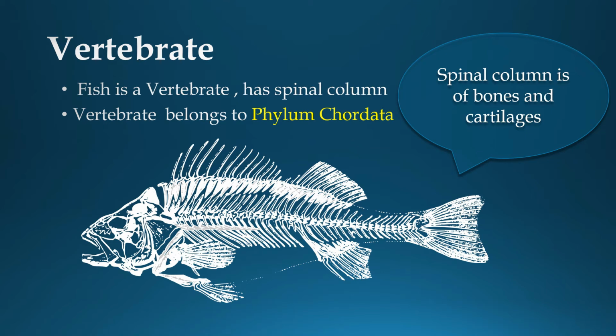Now, what is a vertebrate? Vertebrate means the organism has a spinal cord, right? So the fish is a vertebrate. It has a spinal column. A spinal column is made of bones and cartilages. And the vertebrate belongs to Phylum Chordata. You can see the spinal column of the fish in the picture.